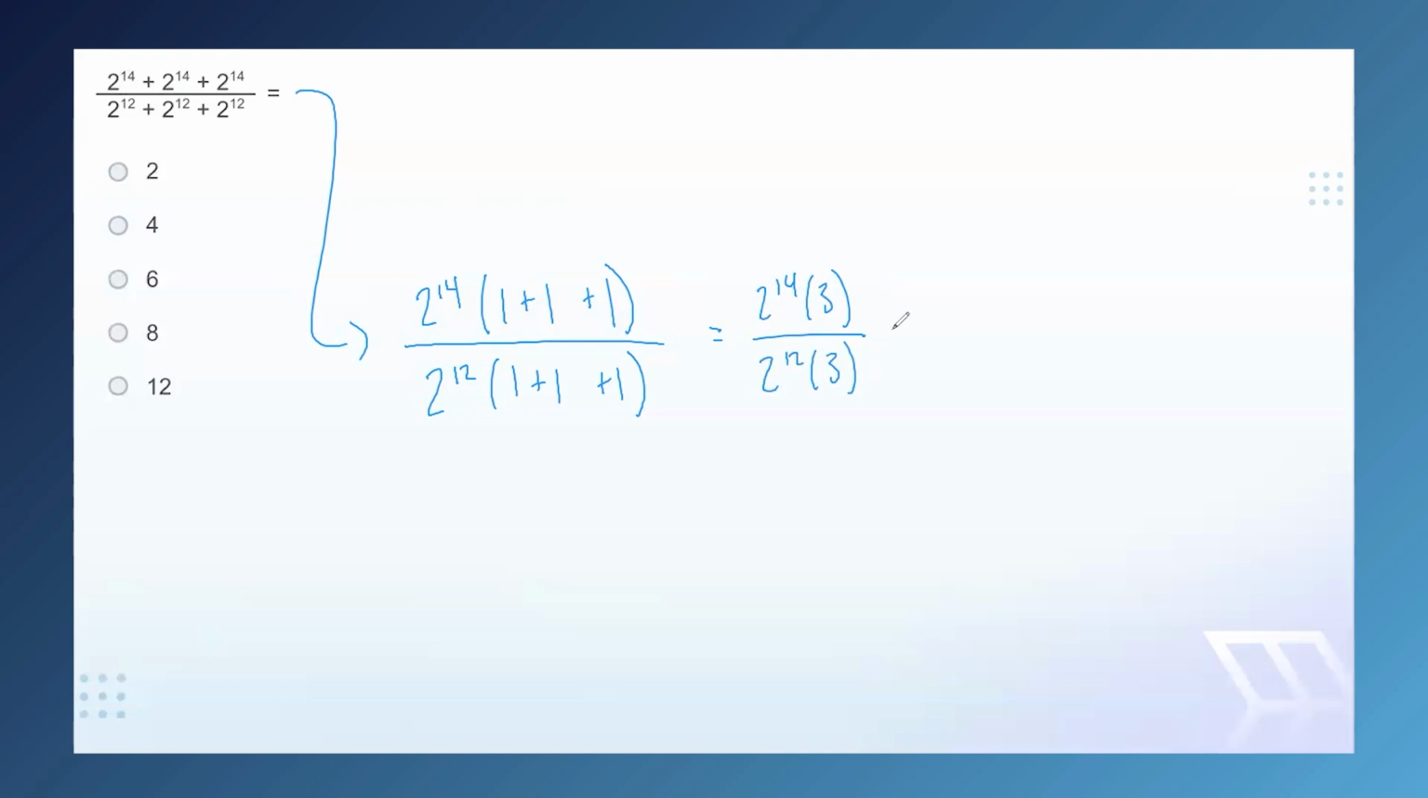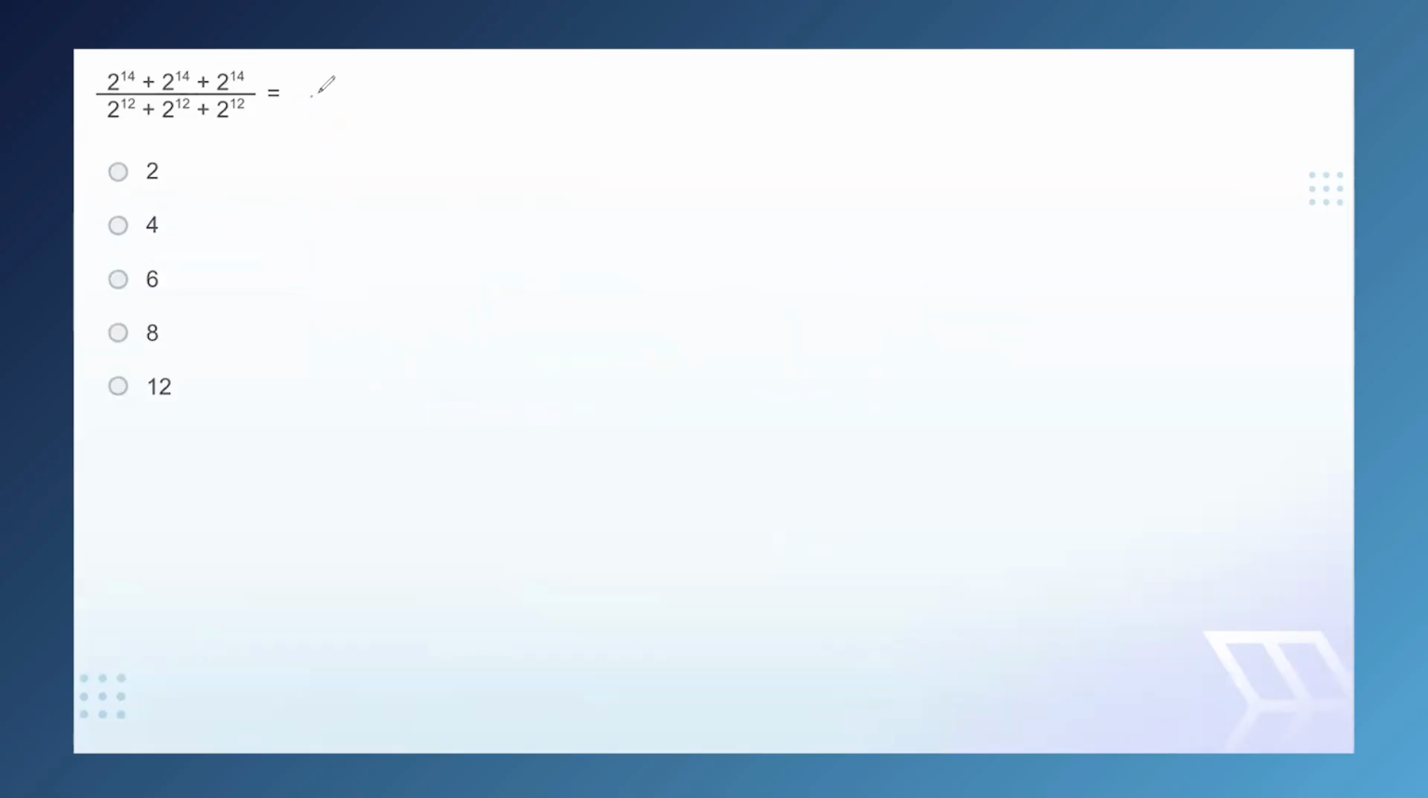So at this point, I would do exactly what I did before, simplify by canceling out my 3's and then applying my quotient rule to get 2 to the 2, or 4. Answer choice B.